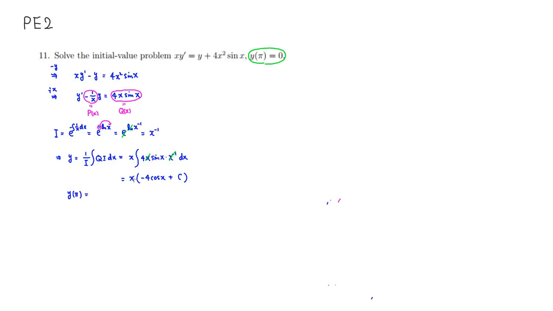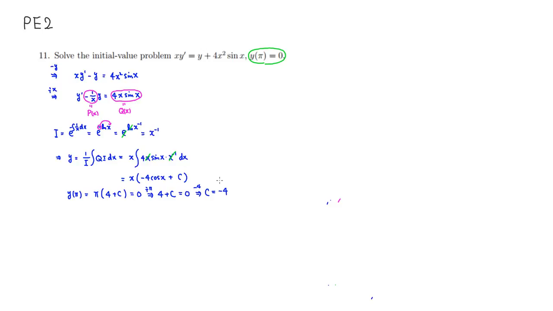So plug in pi. Here, cosine of pi is negative 1, so negative 4 times negative 1 is positive 4, plus some constant c, and this is supposed to be equal to 0. From here, we're going to find c. First, I'm going to divide through by pi. So you get 4 plus c is still equal to 0. Then we can subtract 4 from both sides so that c is equal to -4.